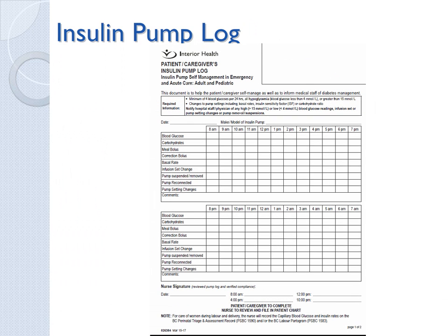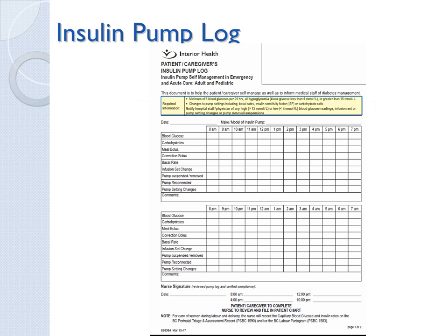The third accompanying document is the patient caregiver insulin pump log. This is where the patient can record such things as blood glucose, amounts of carbohydrate, meal and correction boluses, basal rates, when they have changed an infusion set, when the pump has been removed or reconnected, and any pump setting changes. This is to help patient and caregiver self-management, as well as to inform the medical staff of diabetes management.